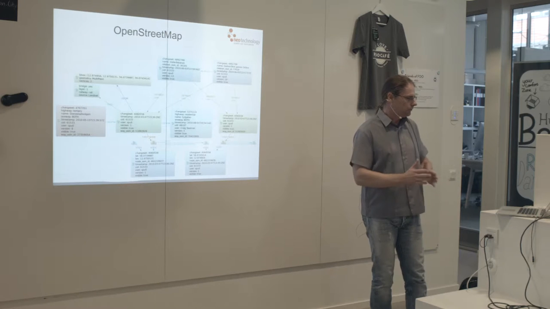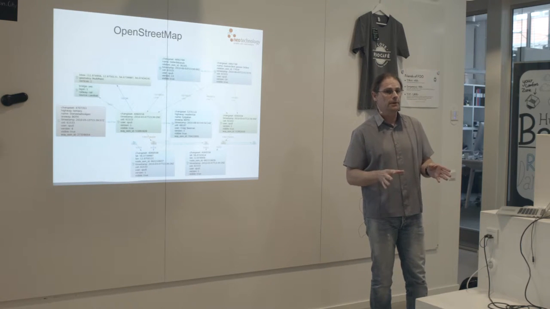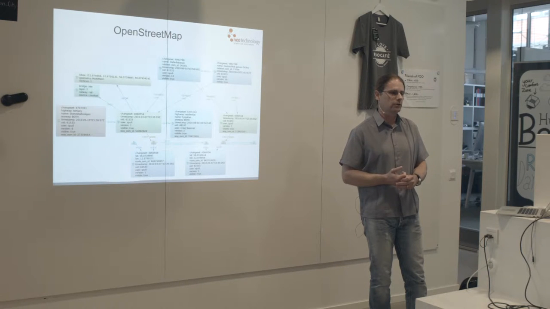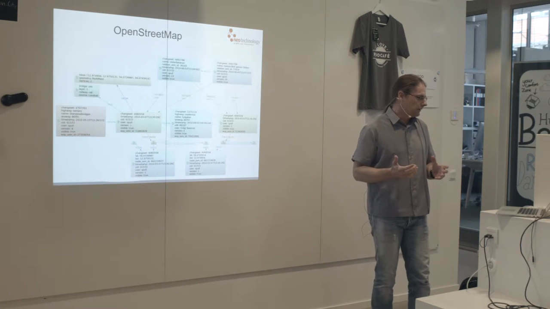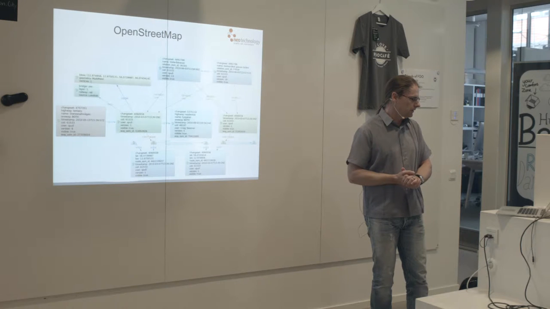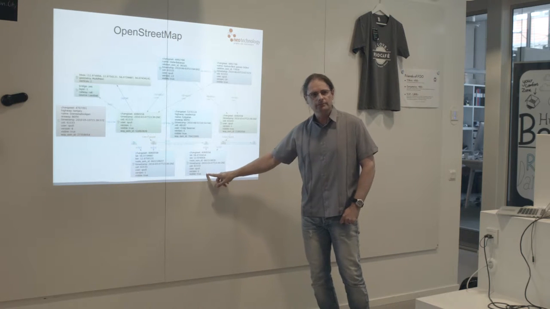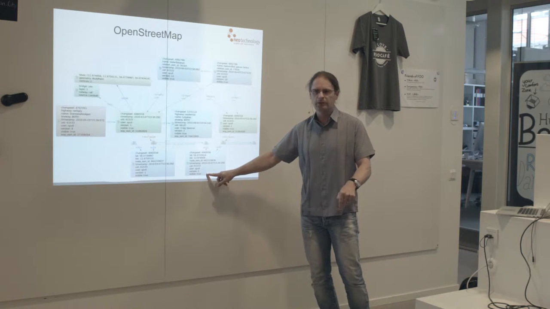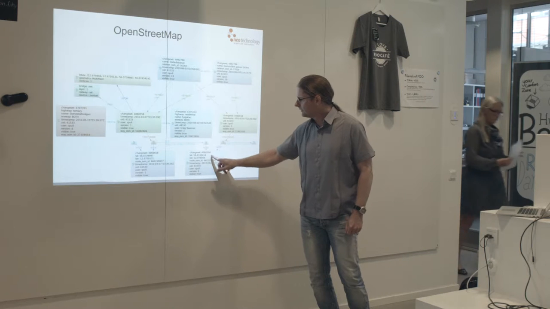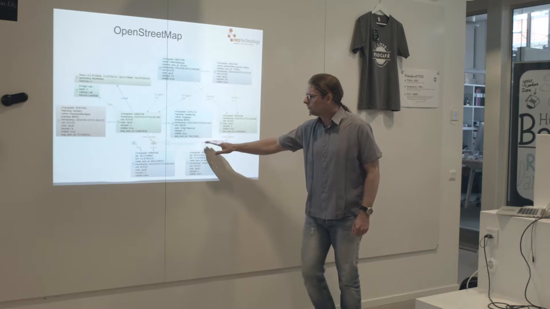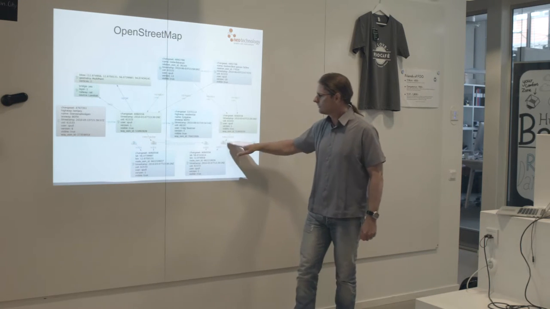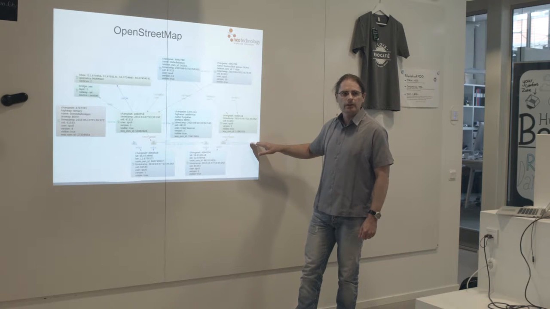I don't want to go into too much detail here. If you're really interested in OpenStreetMap, I could spend some time explaining to you how OpenStreetMap is structured. But this is maybe beyond the scope of this context. I'll point out only one interesting thing on the slide. This is a point in space, x, y, latitude, longitude. It's connected to two paths.